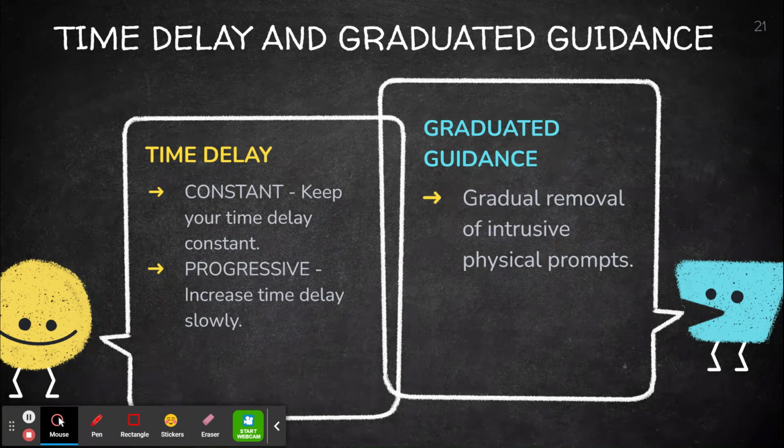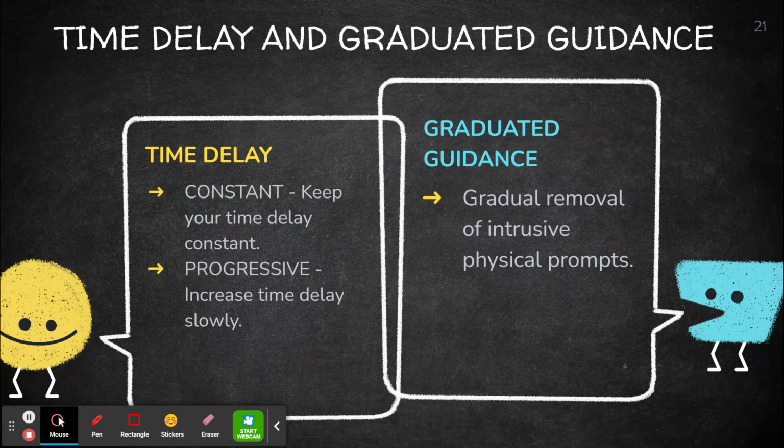Constant time delay is when you keep your time delay consistent until responding occurs prior to the prompt. Or you could do progressive time delay, and that's when you gradually increase the time delay until responding occurs prior to the prompt. We also have graduated guidance.